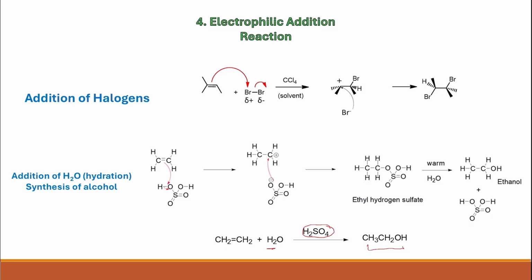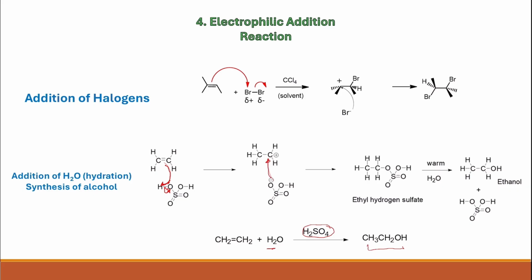So the mechanism starts with the double bond between the two carbons approaching the hydrogen, which is the hydrogen on the OH of the sulfuric acid, with the bond between the hydrogen and oxygen breaking. The hydrogen ion will be added, and that will give us a carbocation. The hydrogen sulfate ion that is formed from the first step will act as a nucleophile to attack the carbocation, the carbon with a positive charge, to give us an intermediate of ethyl hydrogen sulfate. In the presence of water and warming, that will give us the alcohol.